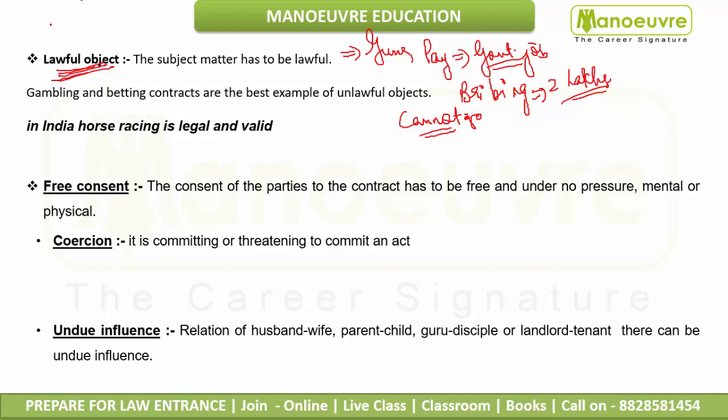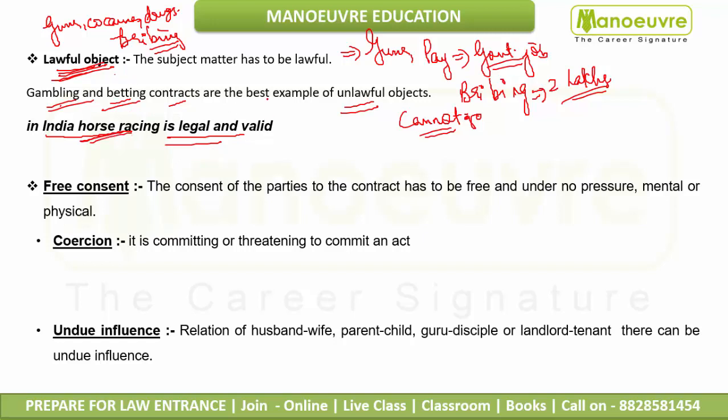not lawful. Always remember, it is not about guns, cocaines, correct? It can be drugs, it can be sometimes even about bribing. Okay, so this should strike you that even bribing is not allowed in India. Gambling and betting contracts are the best example of unlawful object, because these practices are legally not allowed in India. But you have to keep in mind, guys, in India horse racing is legal and valid. So if you have any concerns about the principle and facts question, remember that in India the horse racing is legal.